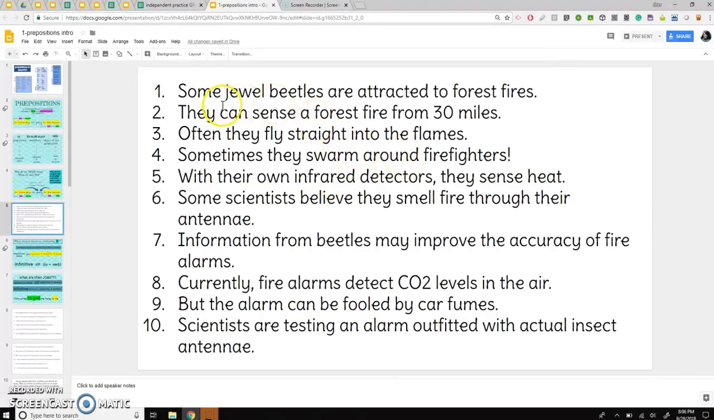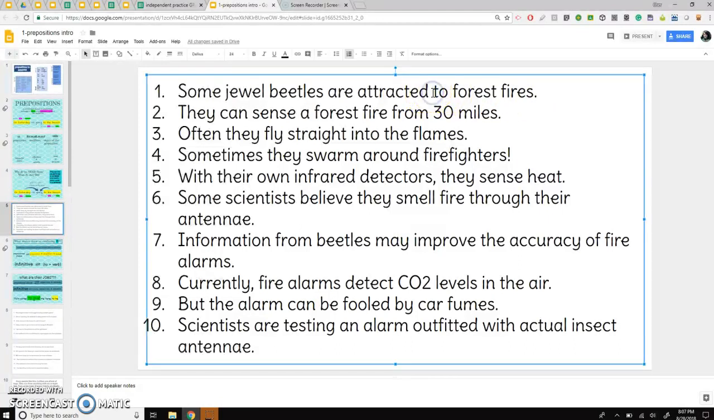So we look in a sentence, some jewel beetles are attracted to forest fires. I know which word is the preposition because I have it memorized. If I didn't, there are certain words I can rule out. For example, I know that jewel and beetles aren't prepositions. I know forest and fires aren't prepositions. So I can do some process of elimination. I know that to is the preposition. Now I got to find the noun that comes after it.